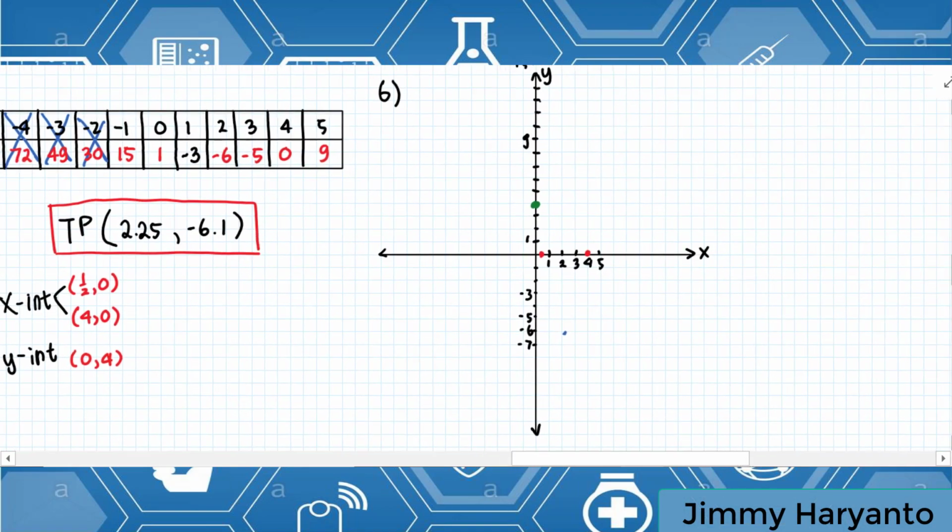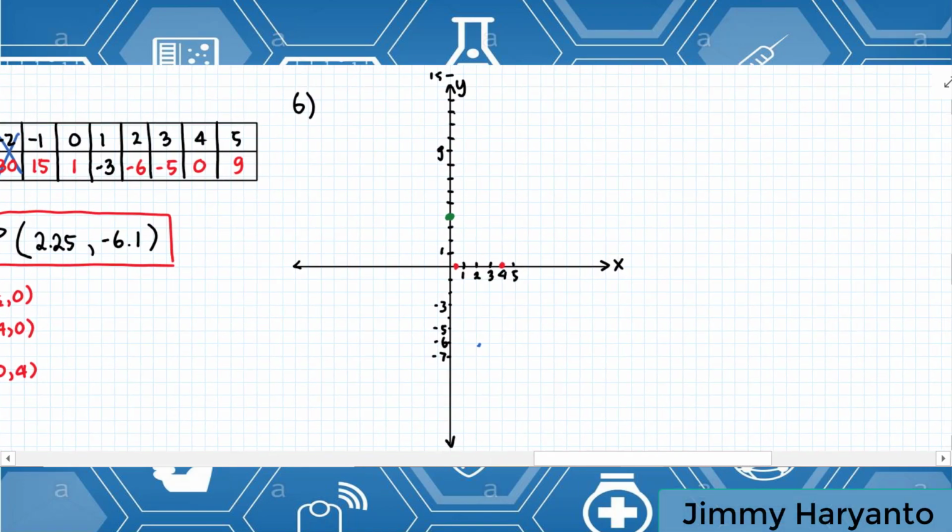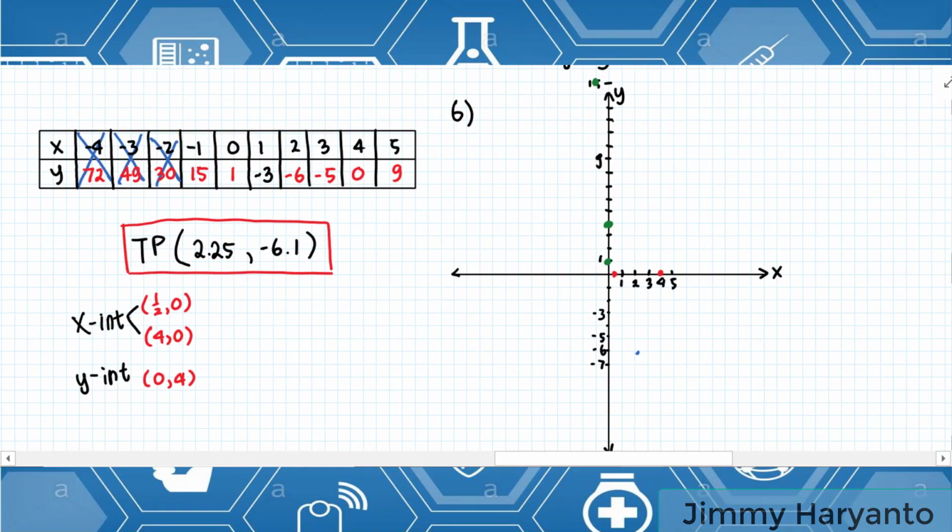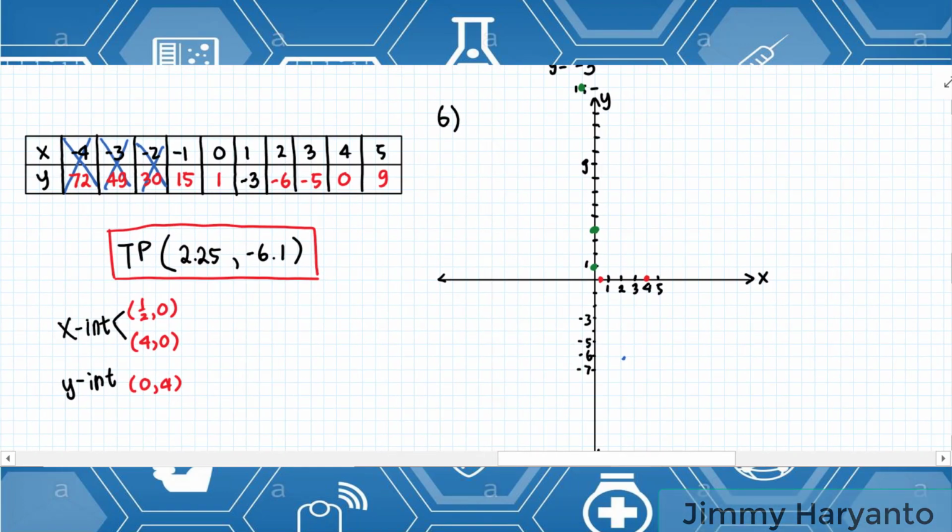And then we have the table: negative 1, 15, and then 0, 1. Wait a minute, 0, 1 should be 0, 4. Oh yeah, wrong copy, sorry. 0, 4 is already done. Okay, 0, 4 already, and then 1, negative 3 right here, and then 2, negative 6, and then 3, negative 5, 4, 0, 5, 9.